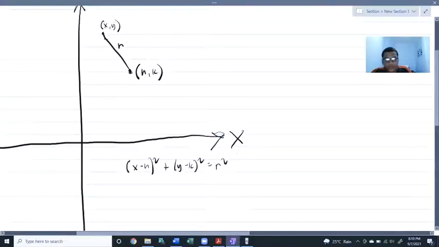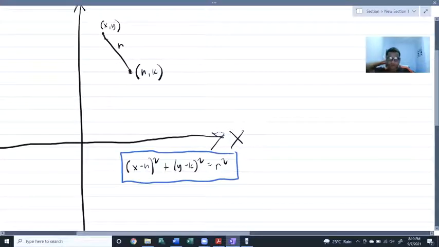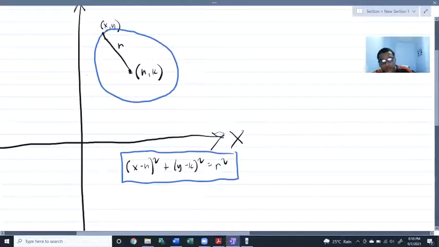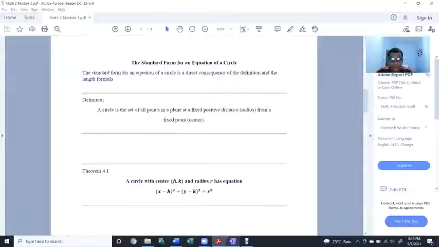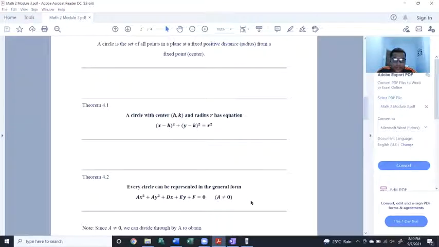So that's how the standard form or the equation of the circle is derived. When we graph the locus of the points, or the set of all points satisfying this condition, we have a figure like this. Okay, let's move on. Now, this equation, class, is called the standard form of a circle.